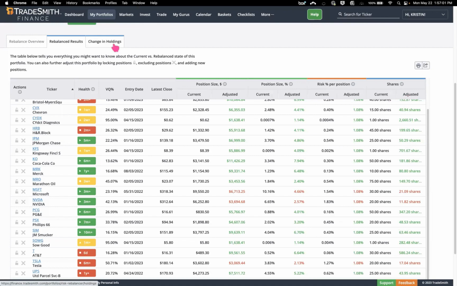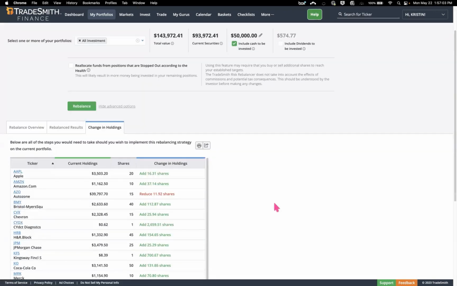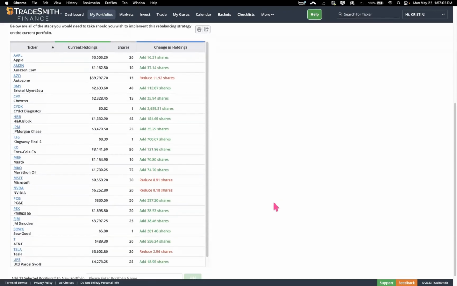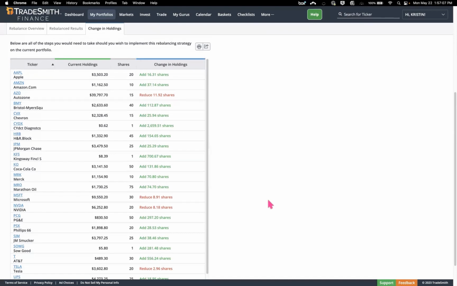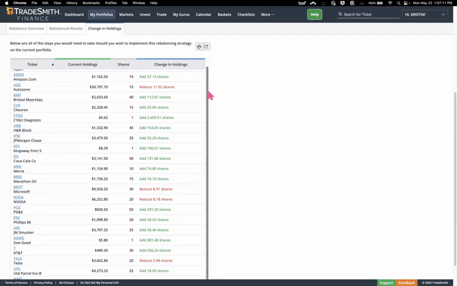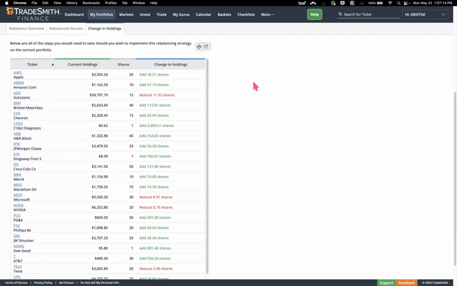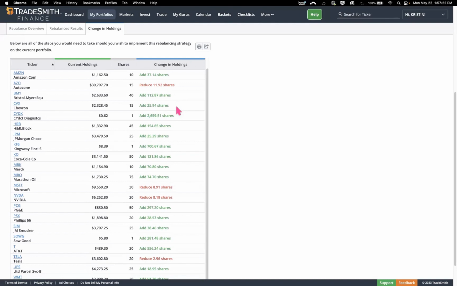So the next box is change in holdings. All right, so this is a little easier on my eyes, I feel. So this is where you can print this or download it. And this is basically like your results. You can take this, go to your broker site and do all these changes. So it tells you what to change here. So you can see.